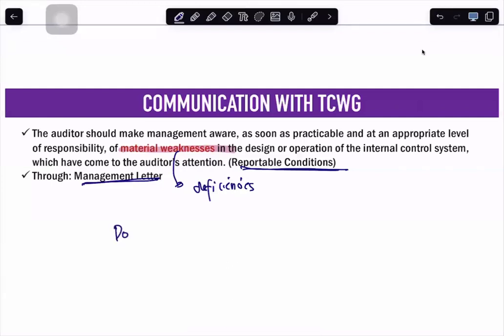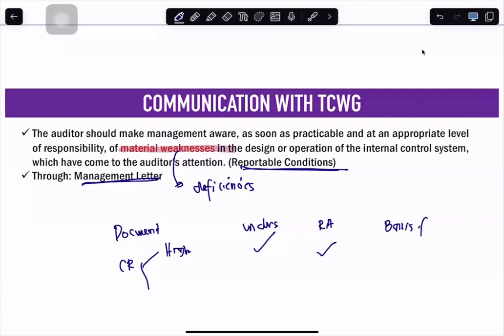Now, how do we document the controls? If your control risk is high, then the understanding must be documented. The risk assessment must be documented, but the basis for risk assessment should not be documented. But if the control risk is low, the understanding must be documented, the risk assessment must be documented, and the basis for risk assessment should be documented.